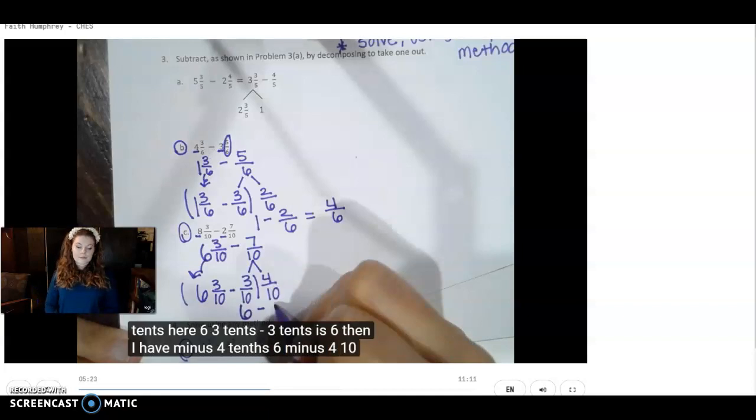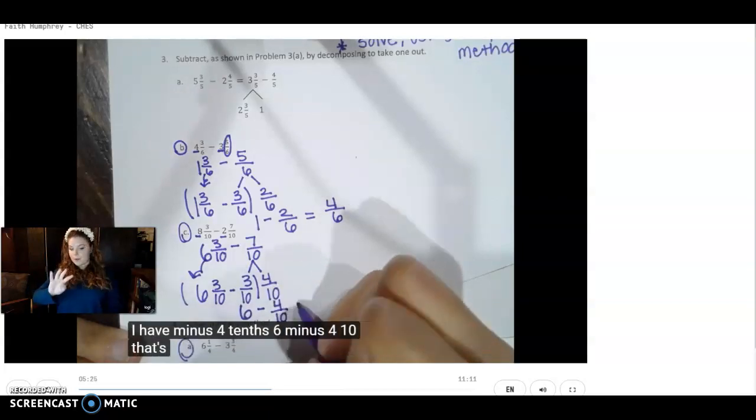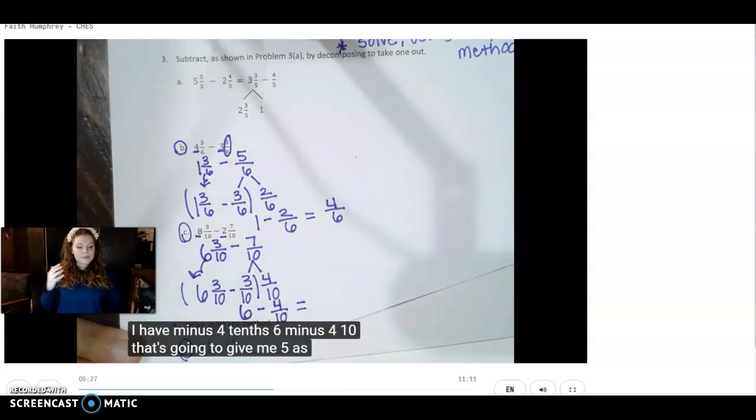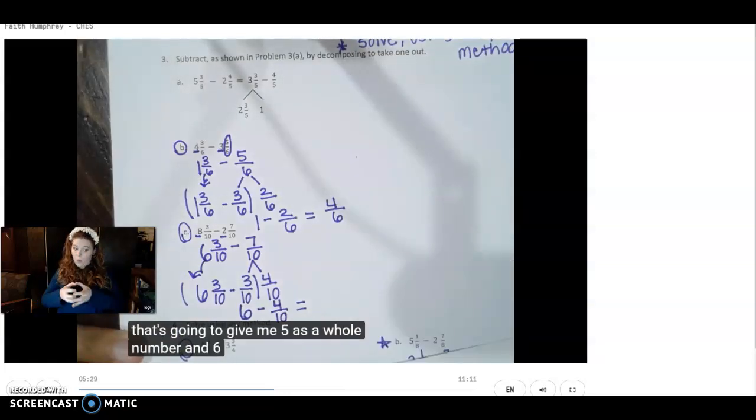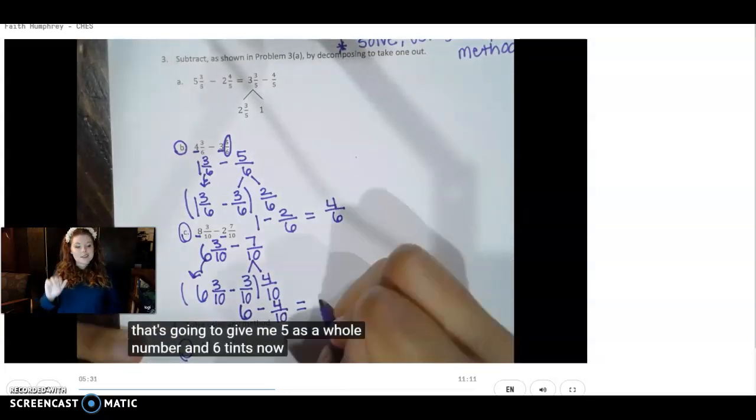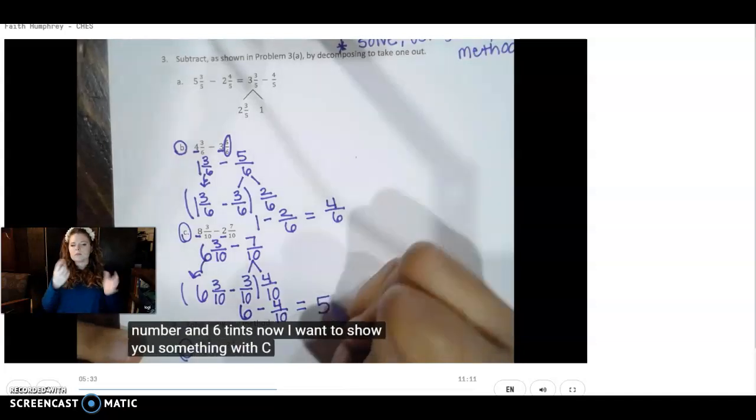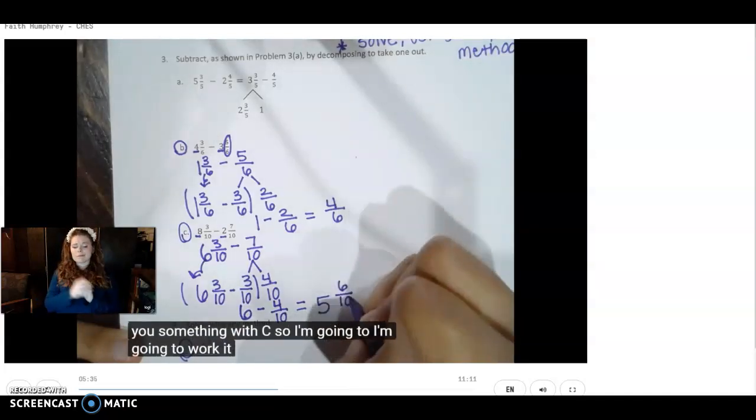6 minus 4/10. That's going to give me 5 as a whole number and 6/10. Now I want to show you something with C. So I'm gonna work it out over here.